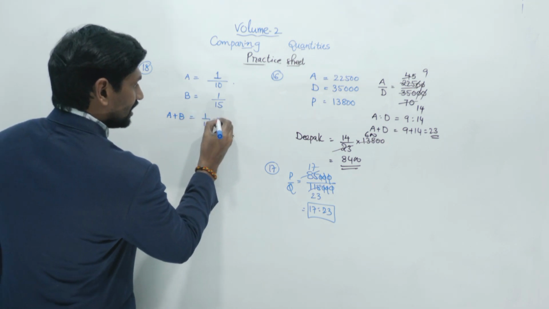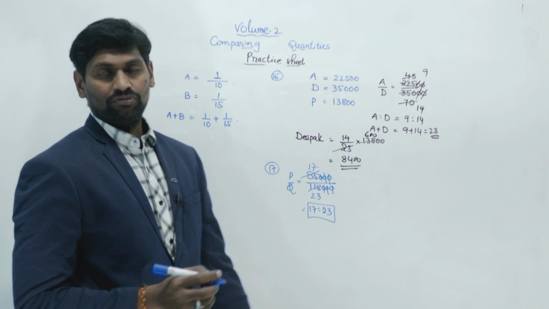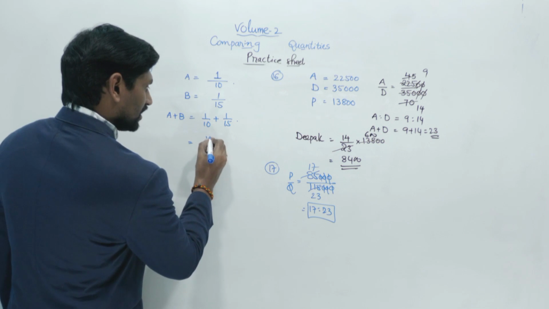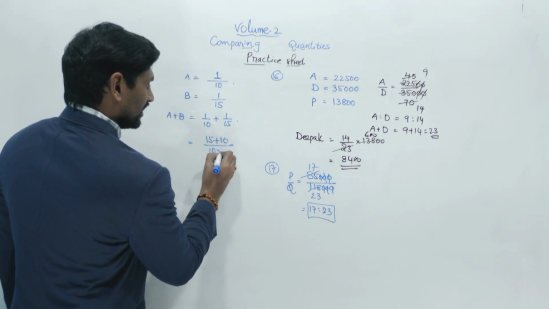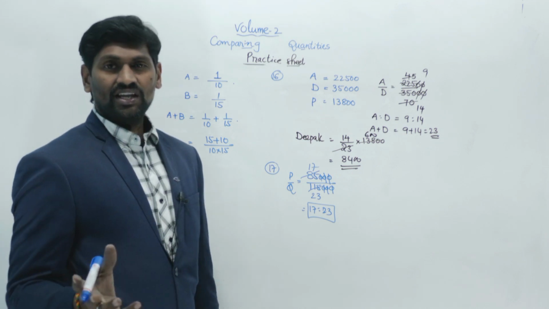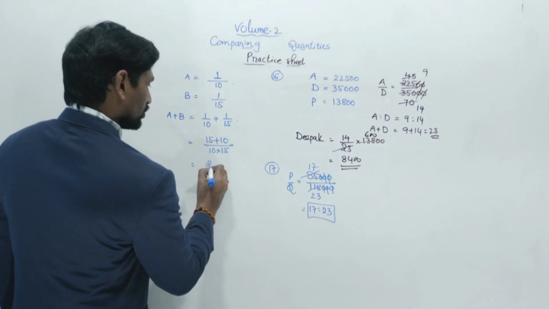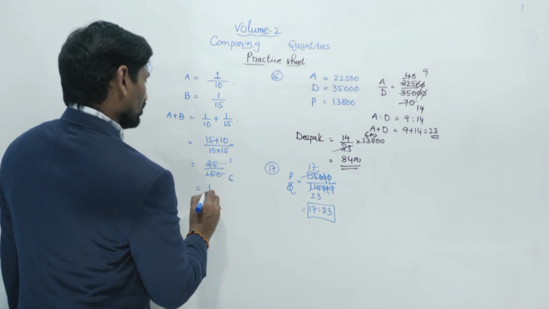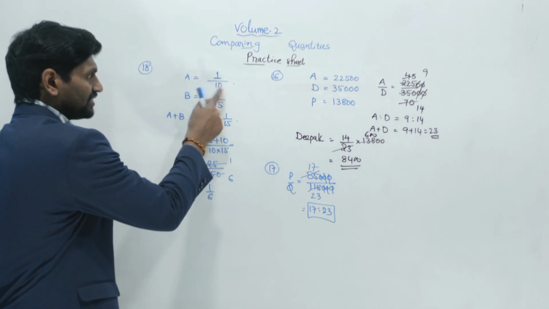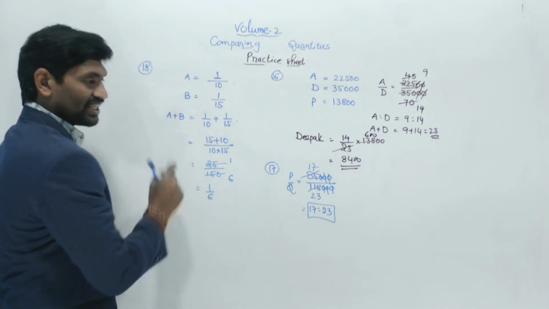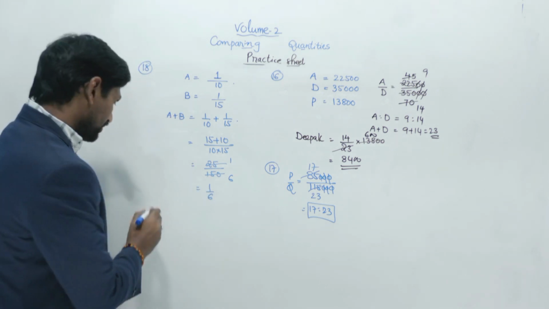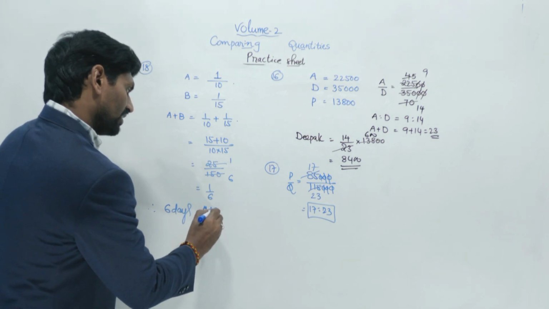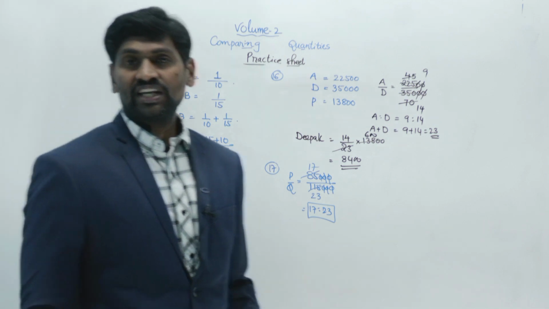Now if they work together, that means A plus B. What is the number of days they can complete the work? I am adding both of them because he is asking together. Cross multiplying, 15 plus 10 by 10 into 15, or else you can consider the LCM. So it is 25 by 150. 25 once is 25, 25 six times is 150, so 1 by 6. That means A can complete in 10 days, B in 15 days, and A plus B together can complete the same work in 6 days.